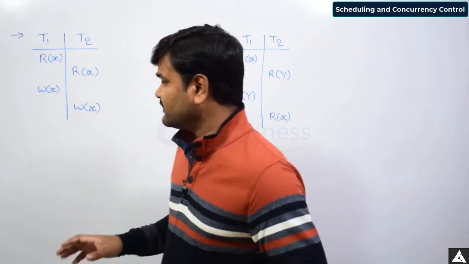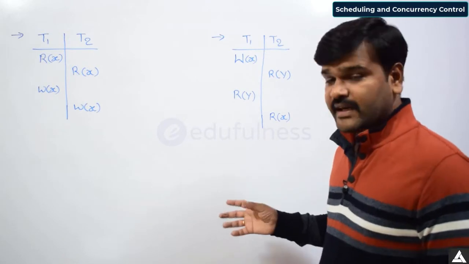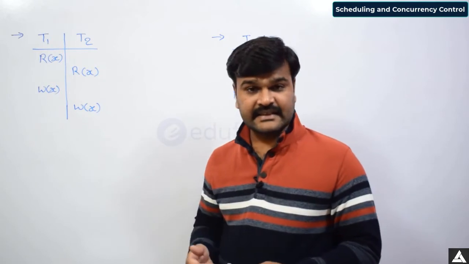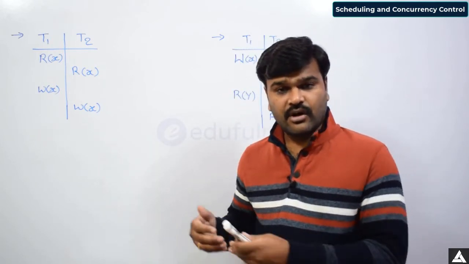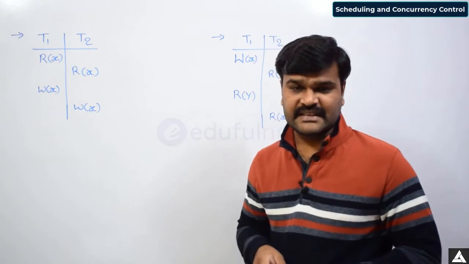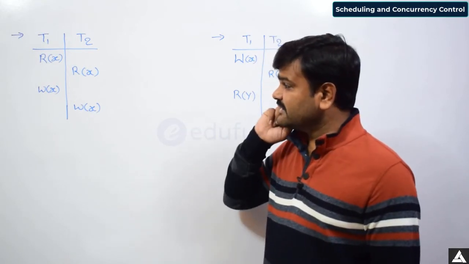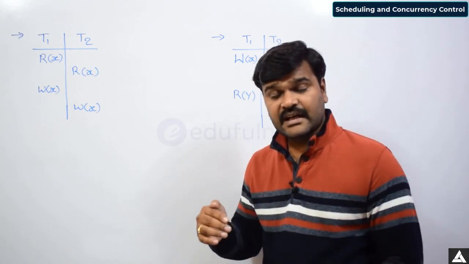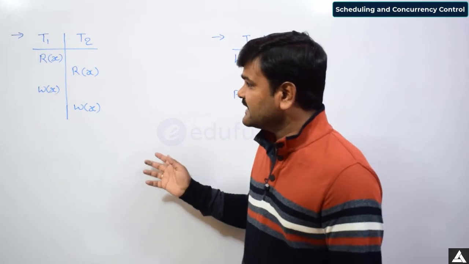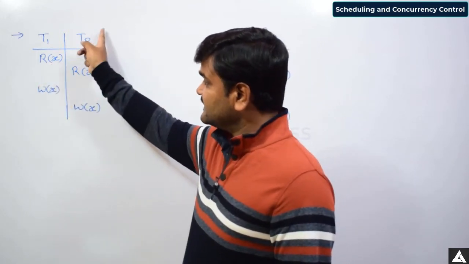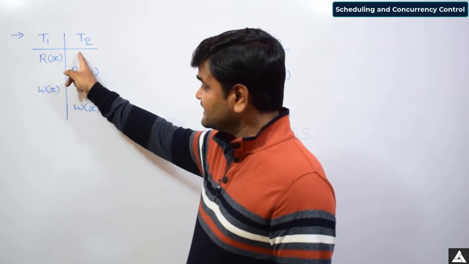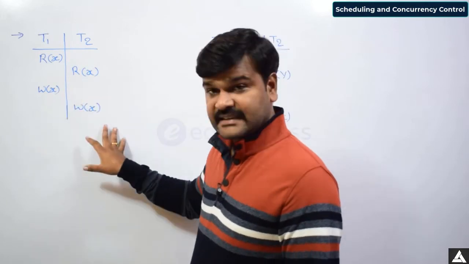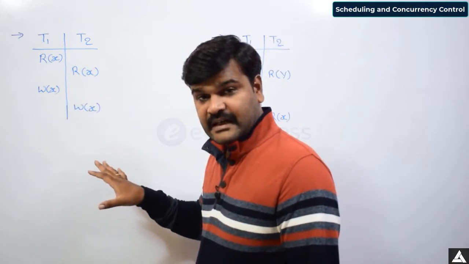If you take the first example here, you have to identify whether you have a dirty read or not, whether it is cascade or cascadeless, recoverable or not recoverable. All these things you have to try to identify from this. First of all, is there any dirty read? Dirty read means reading uncommitted data. But if you see, transaction 1 is reading the original value of x, and transaction 2 is also reading the original value of x only. So no transaction is reading uncommitted data.